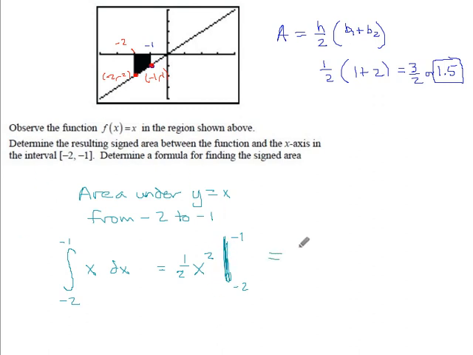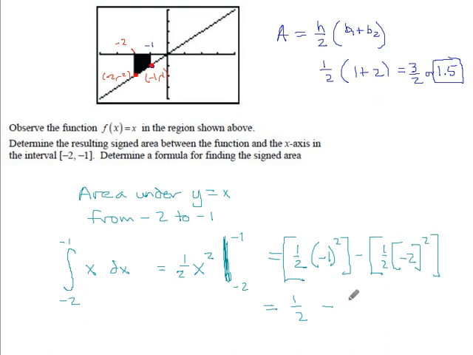So we do 1 half, I'll give big brackets around this, 1 half times negative 1 all squared, minus, and now I do negative 2, 1 half times negative 2 all squared. And that gives us, negative 1 squared is 1 times 1 half, minus, that's this negative sign, negative 2 squared is 4 times 1 half is 2, and that gives us minus 3 over 2.